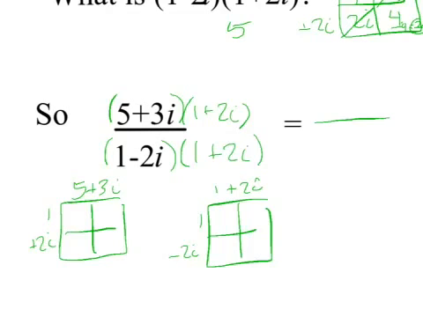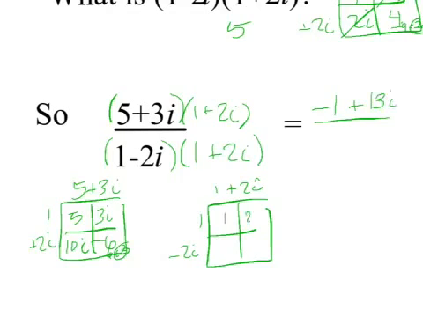So let's go with 5 plus 3i here. So we get 5, 3i, 10i, and then we get 6i squared, and the i squared is negative 1, so we really get minus 6. So on the top, we'll get negative 1, because we get the 5 and the negative 6 together, plus 13i. On the bottom, I know we already did this, but it's good practice.